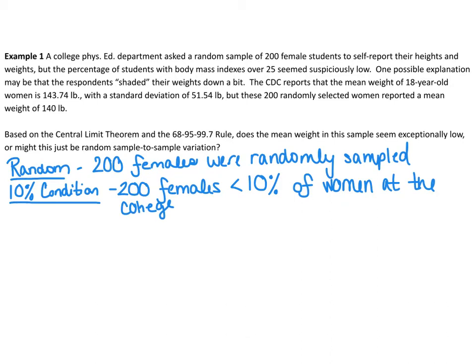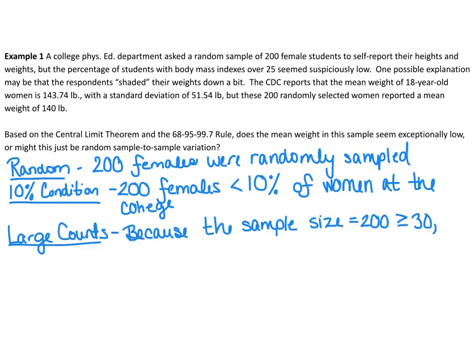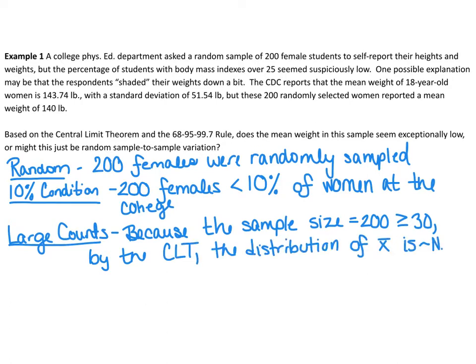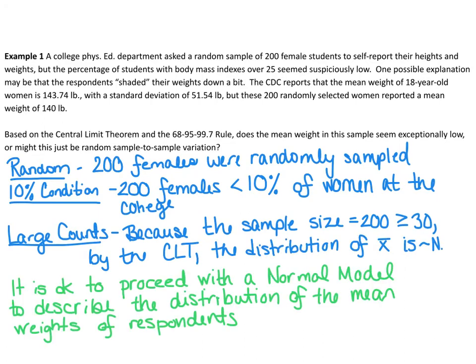And next I'm going to check my large counts or normality condition. Because the sample size, n = 200, is greater than or equal to 30, by the central limit theorem we know that the distribution of X bar is approximately normal. So it is okay to proceed with a normal model to describe the distribution of the mean weights of respondents.